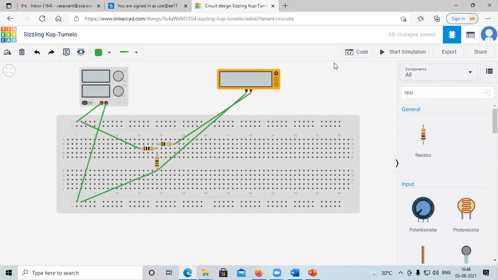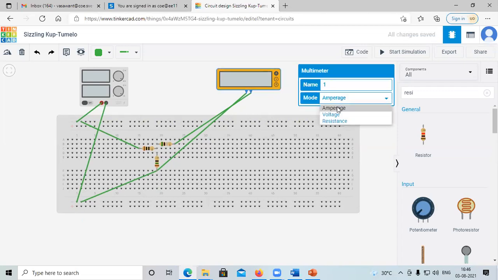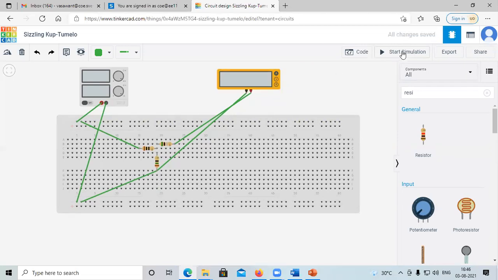Now I want to measure current. I will start simulation. See the result. What is the value of short circuited current, IN? Theoretical value 2.72. Our value here is 2.73. So it is nothing but equal. So hence the IN can be verified.